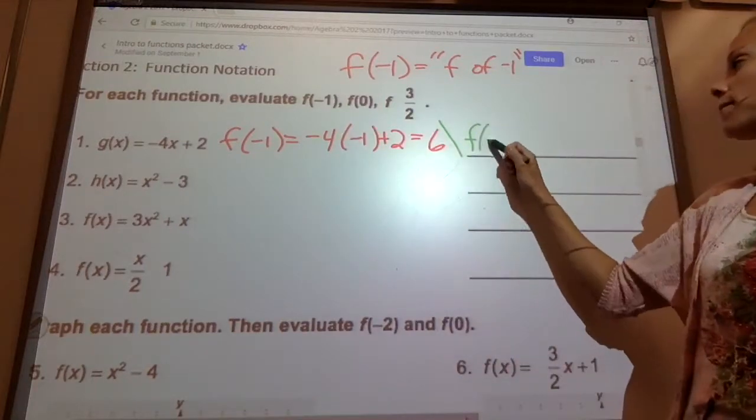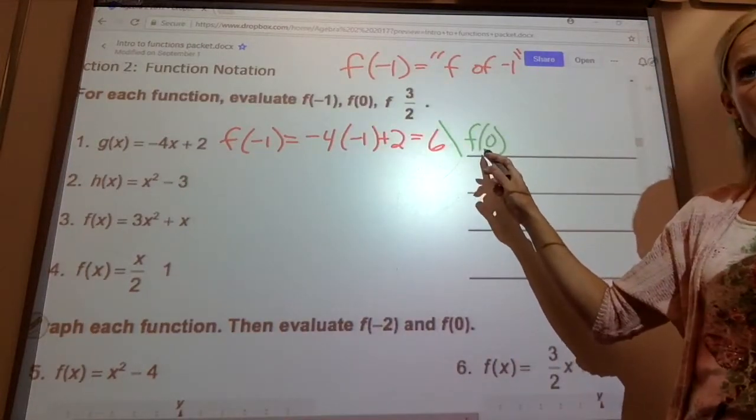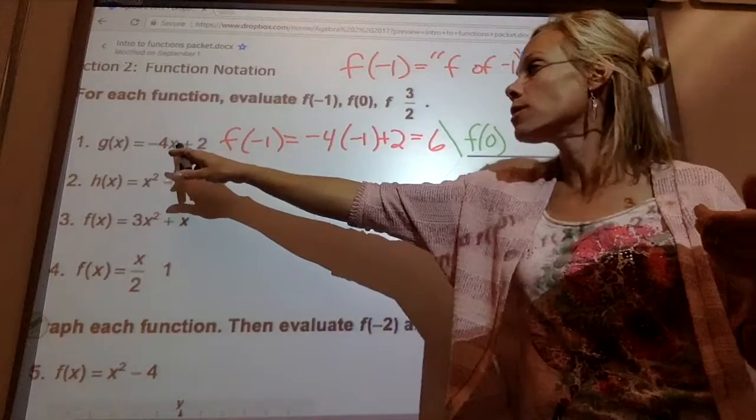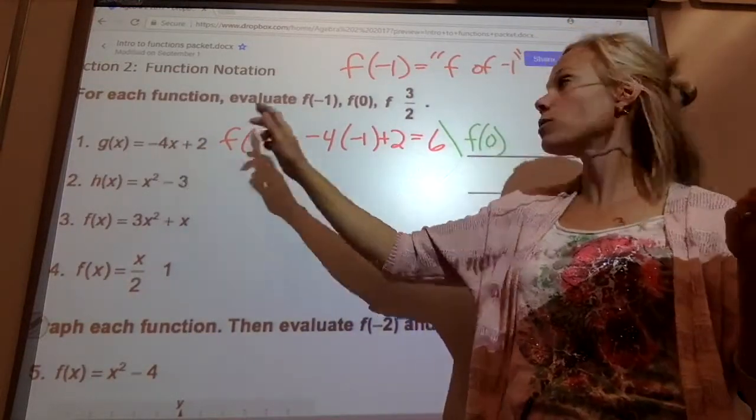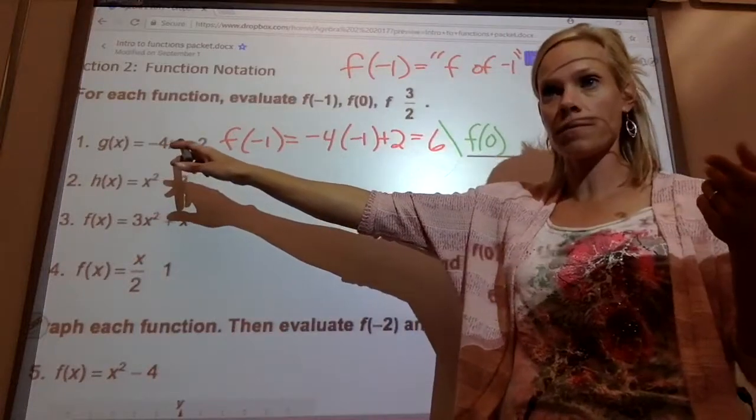So f of 0, right? F of 0 means you're going to put 0 in for x and solve it. You're doing all three of these for the same function.